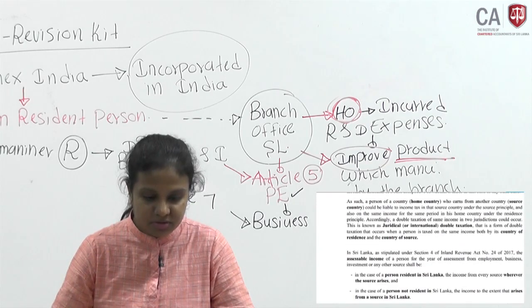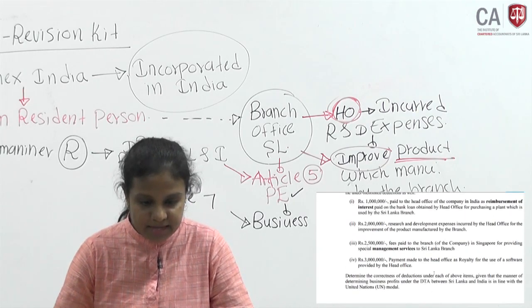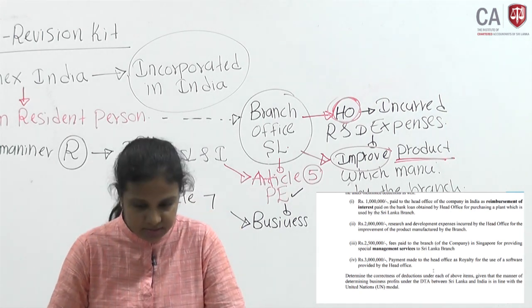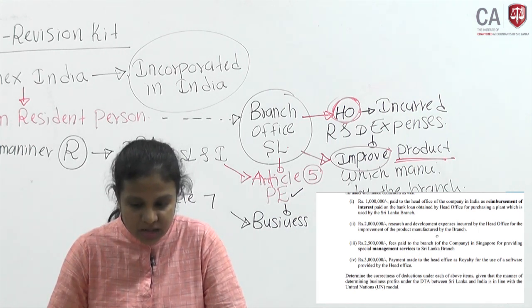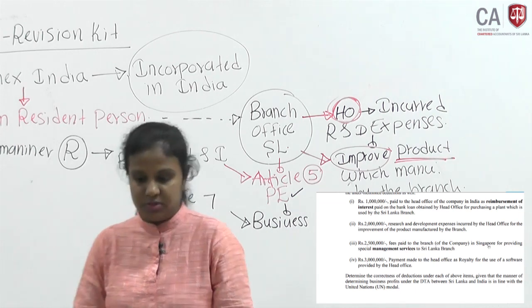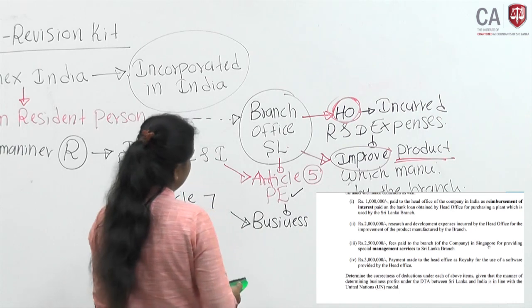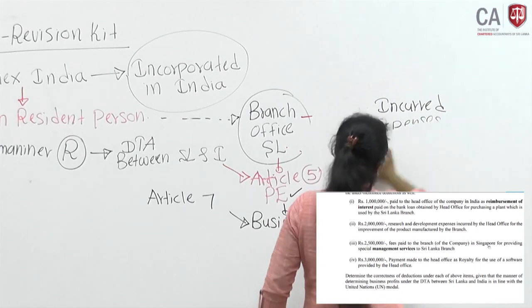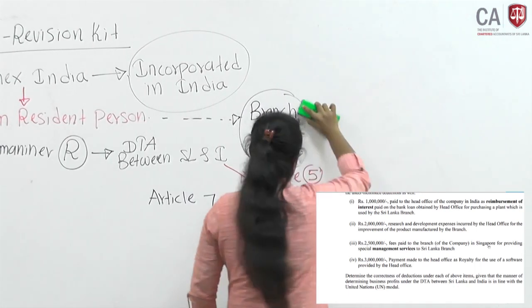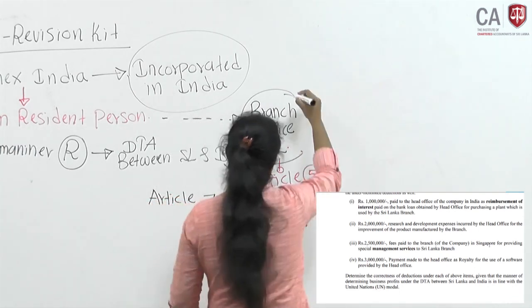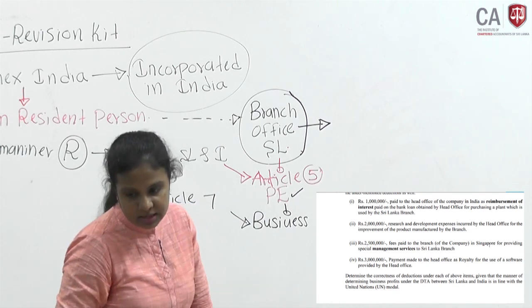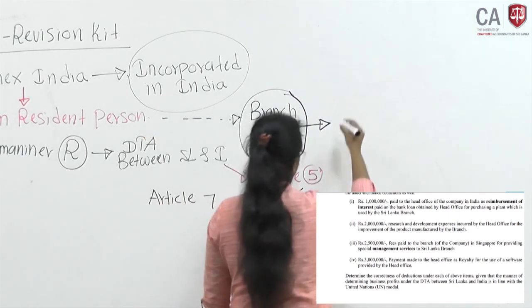Then we will again come to the question. In the question, the Roman 3, rupees 2.5 million fees paid to the branch of the company in Singapore. Now it's a little bit of a different situation. Now the branch office in Sri Lanka paid a 2.5 million management service fee.